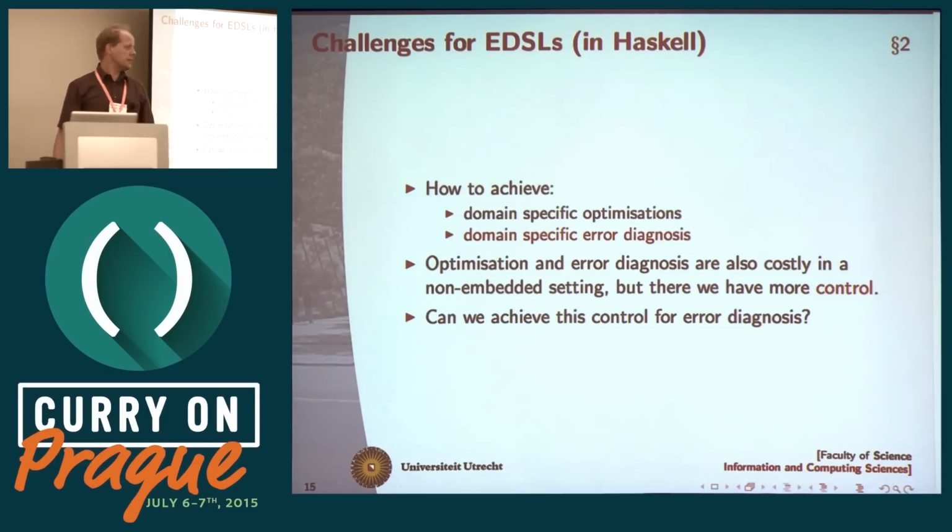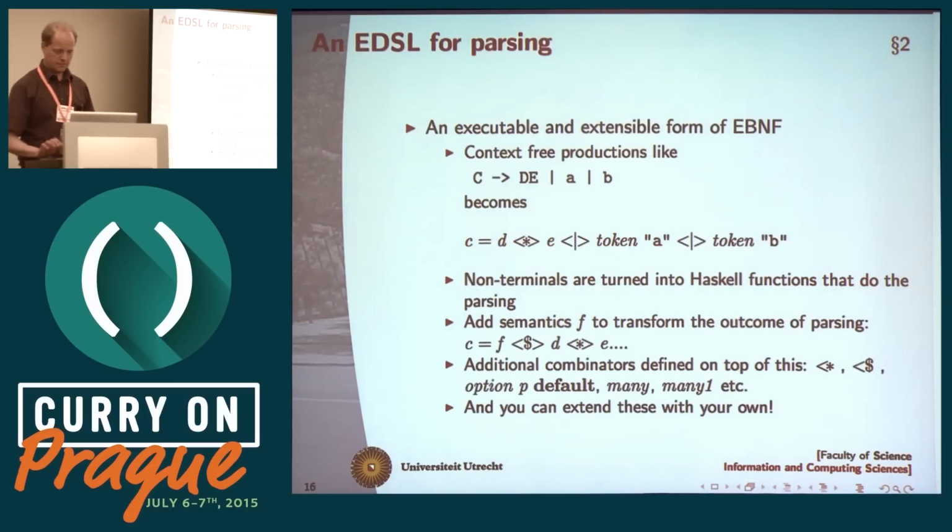Domain-specific optimizations and domain-specific type error diagnosis. Optimization is also complicated and hard to do in the non-EDSL setting, but there you have more control because you're basically building a complete new compiler, complete new environment. And today I'll talk about how we can do something about this domain-specific error diagnosis, getting this control for error diagnosis inside Haskell, in a Haskell compiler.